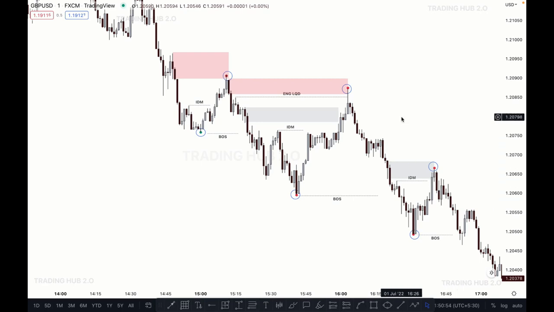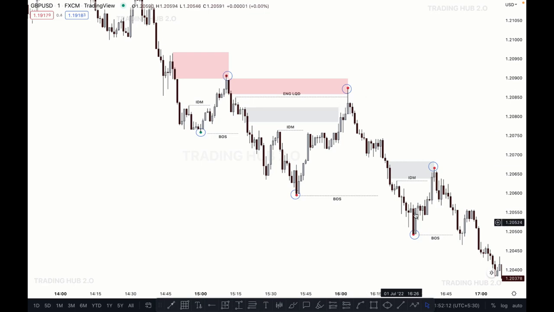Before taking entry, you must remember one thing: in a bullish market, sell after taking out the high, and buy after the low is taken out. Sell when the market takes out the high, like here, when the market takes out the high and then sell. The same thing is here. So this is a simple way to identify inducement and engineering liquidity.